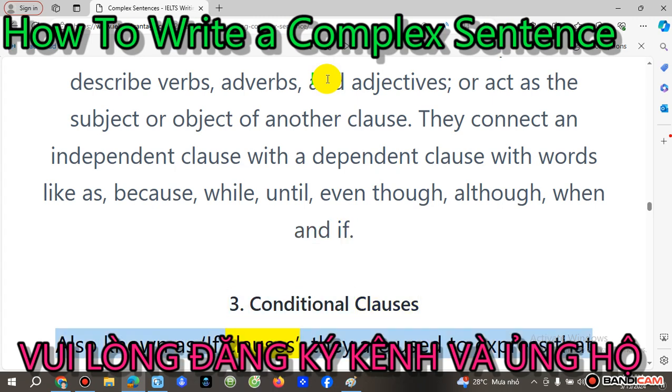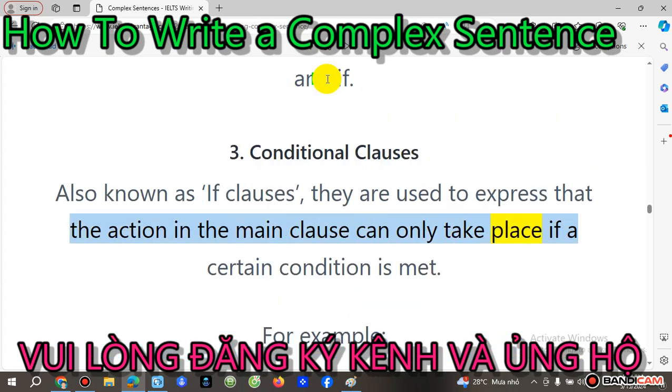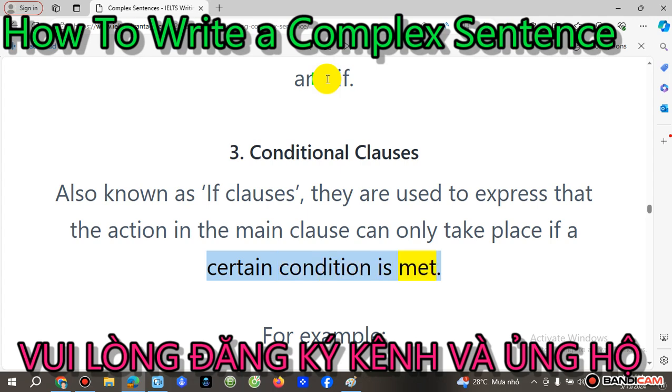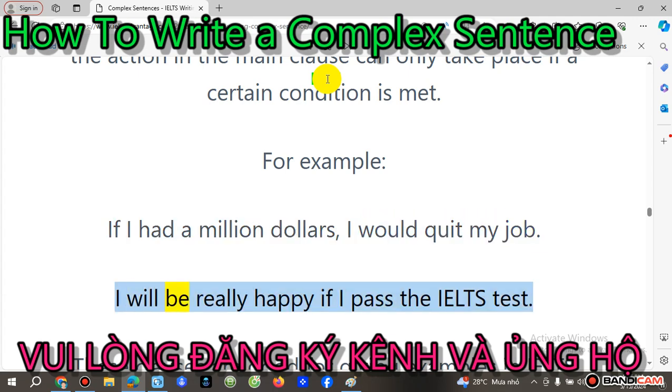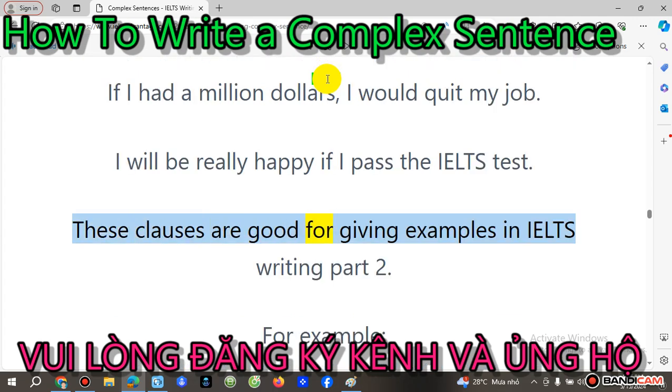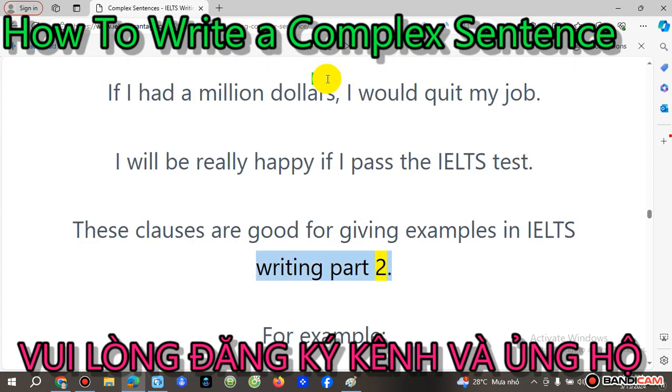Also known as if clauses, they are used to express that the action in the main clause can only take place if a certain condition is met. For example, if I had $1 million, I would quit my job. I will be really happy if I pass the IELTS test. These clauses are good for giving examples in IELTS writing part 2.